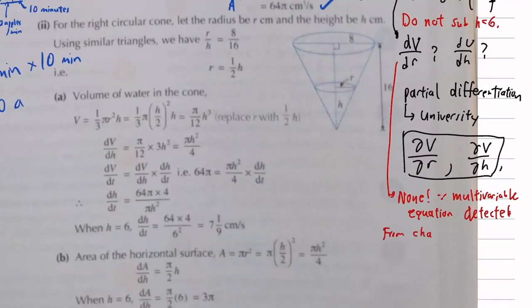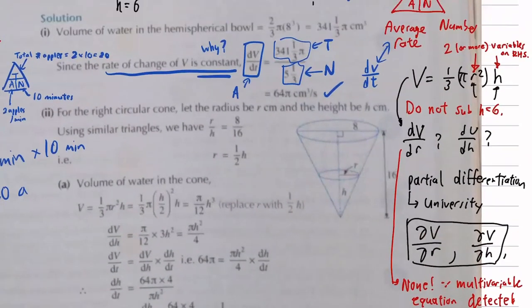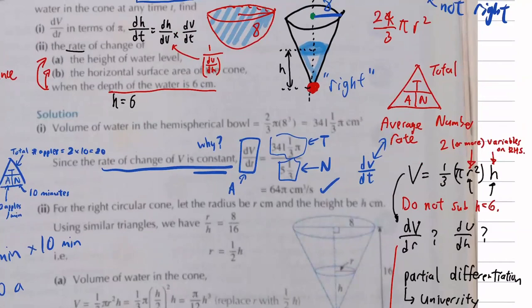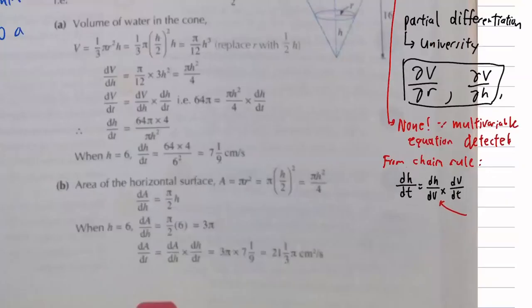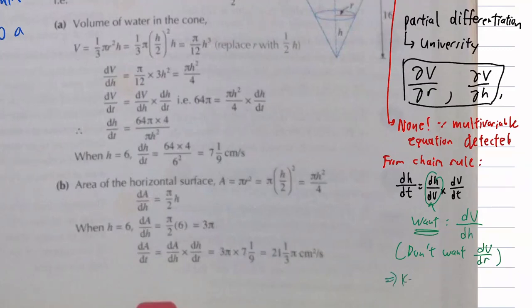from chain rule, that trick that I just did, I'm just going to copy it and paste it over first. From chain rule, we know that we want dv by dh. So we don't want dv by dr. All right, good. So that means that we want to keep the variable h.